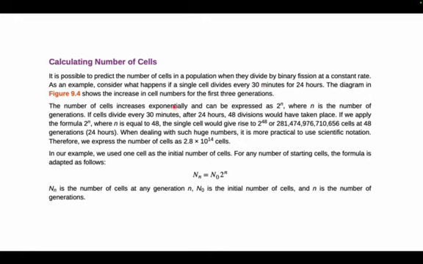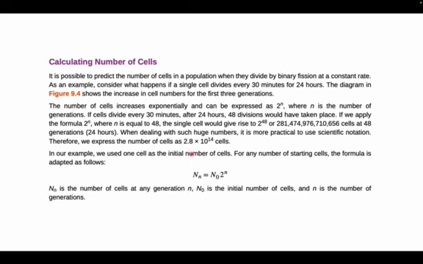The number of cells is increasing exponentially. It can be expressed as 2 raised to n, where n is the number of generations. If cells divide every 30 minutes, after 24 hours, 48 divisions will take place, because in every hour we're getting 2 divisions. Applying this formula, after 24 hours, we'll have 2 raised to 48 cells.